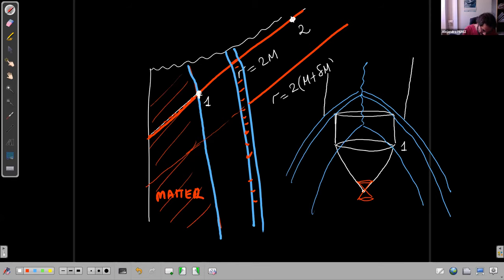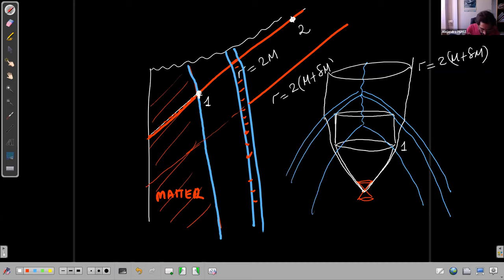So the true horizon now will be something like this. It would be a null surface again that starts like a light cone here. It would be slightly outside the r equal to 2m region because it has to expand up to the r equal to 2m. So r equal to 2m plus delta m surface.